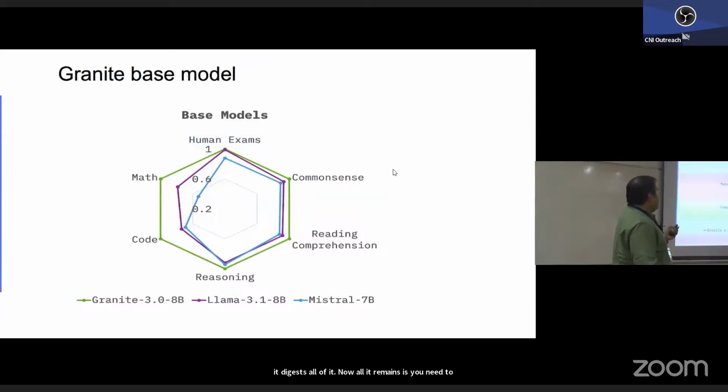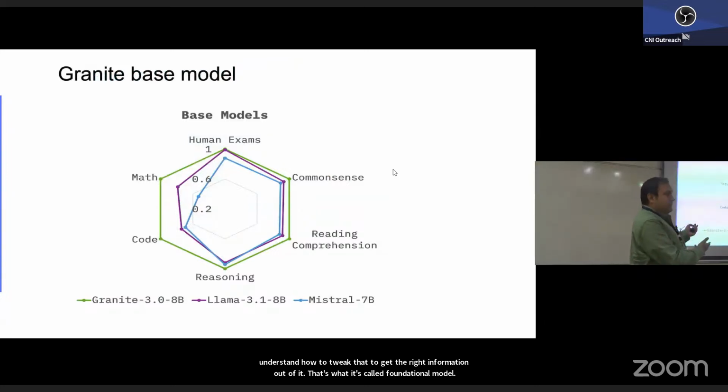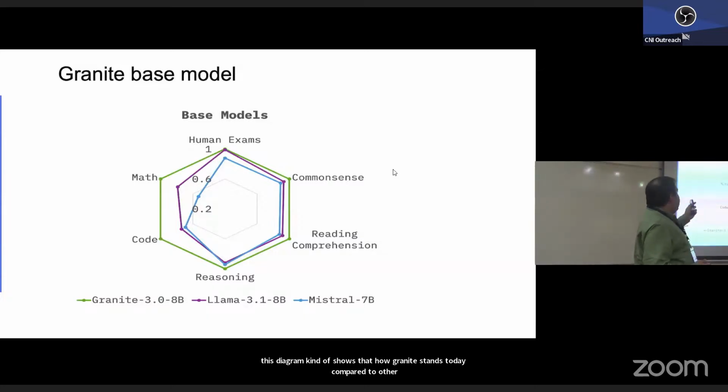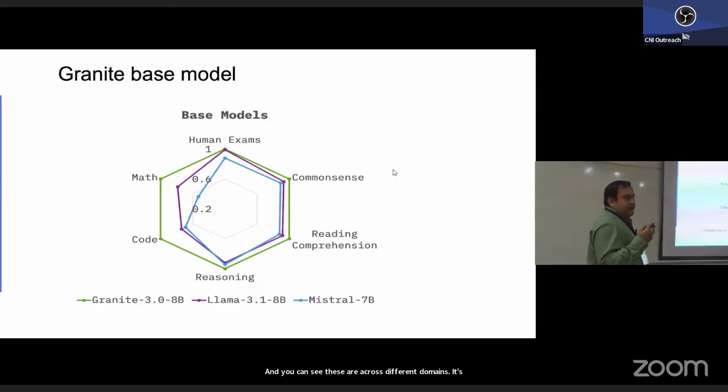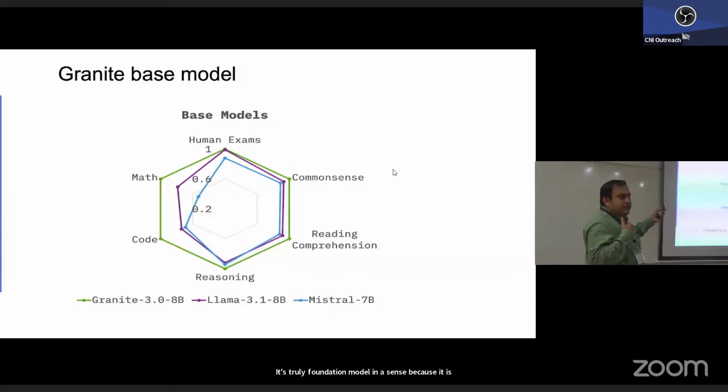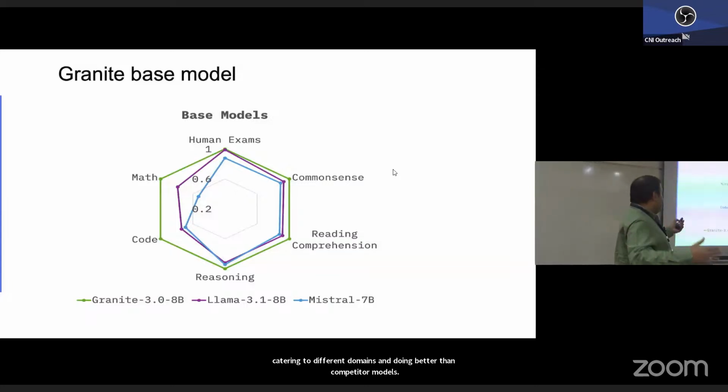And coming to Granite, this is what you would expect out of Granite. And this diagram kind of shows how Granite stands today compared to other competitor models like Llama or Mistral. And you can see these are across different domains. It's not for a particular domain. It's truly a foundation model in a sense, because it is catering to different domains and doing better than competitor models just by the basic foundational model style tuning that it has had.